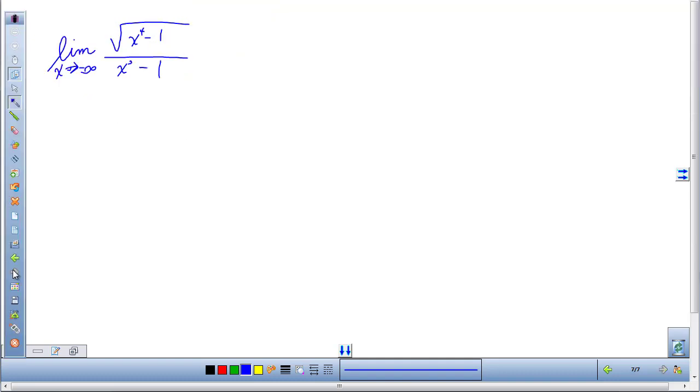All right, so for this one, again, we've got x approaching negative infinity, and we've got the square root of x to the 4th minus 1 over x cubed minus 1. Take a minute and decide what the highest degree of this overall expression is going to be.